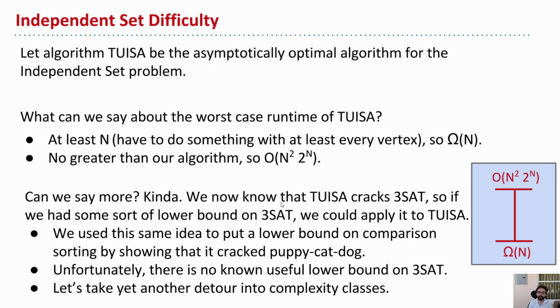Now, unfortunately, there's no known useful lower bound on 3-SAT. But this whole set of frameworks is actually useful, because it allows us to be an educated citizen. There's a lot that we're ignorant about in computer science. And to understand the taxonomy of our ignorance, we're going to take a detour into what's known as complexity classes.